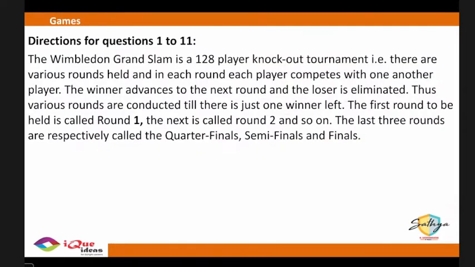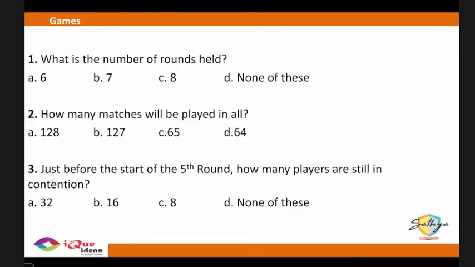Okay, so let's take a basic example. Let us say that the Wimbledon Grand Slam is a 128 player knockout tournament, which means there are various rounds held, and in each round each player competes with one other player. The winner advances to the next round and the loser is eliminated. Thus various rounds are conducted till there is just one winner left. The first round to be held is round 1, the next round is round 2, and so on. And the last 3 rounds are the quarterfinals, the semifinals and the finals. So keeping all this information in mind, we can have a lot of questions. Some basic questions: what is the total number of rounds which will be held?